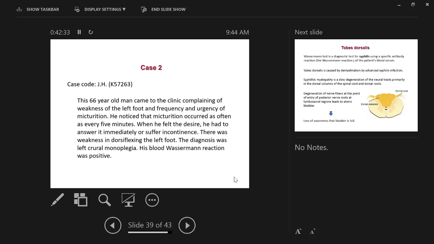Thank you. Do you know the Wassermann test? No. No, good. So the chief complaint is, of course, the problem with micturition. But there was more than that. The weakness in the left foot, monoplegia, is more like a neurological problem.